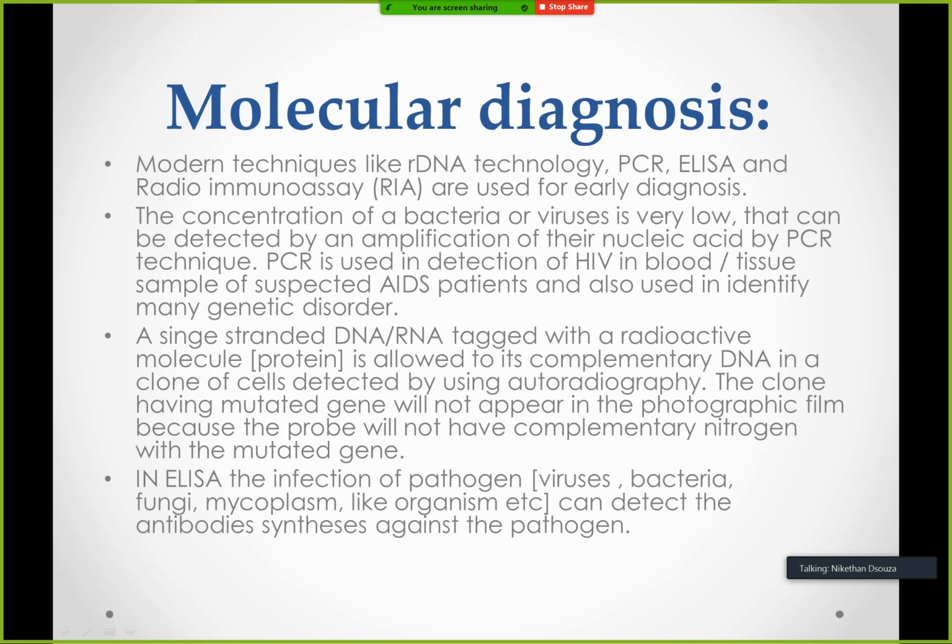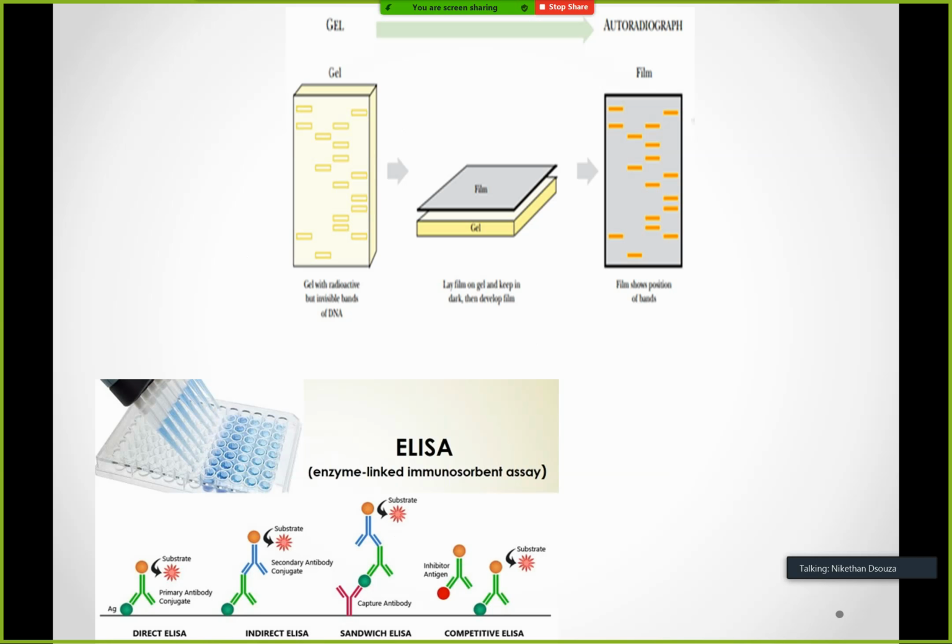The next one we use is autoradiography, where the DNA is run on a gel electrophoresis and then blotted onto nitrocellulose paper. On the nitrocellulose paper, we combine the single-stranded DNA with radiolabeled DNA, and we observe this on X-ray film. We can see the bands and observe what the defect is.